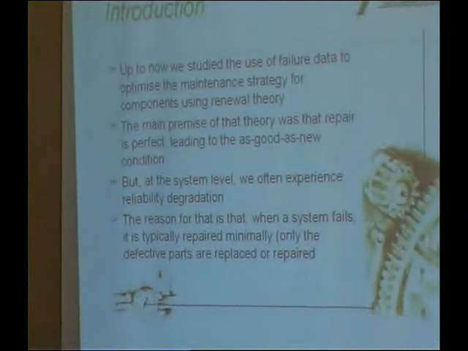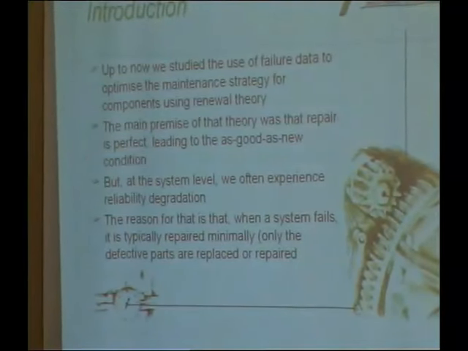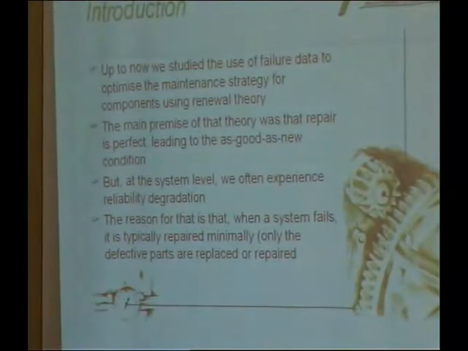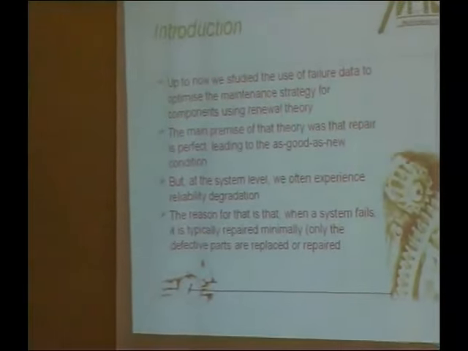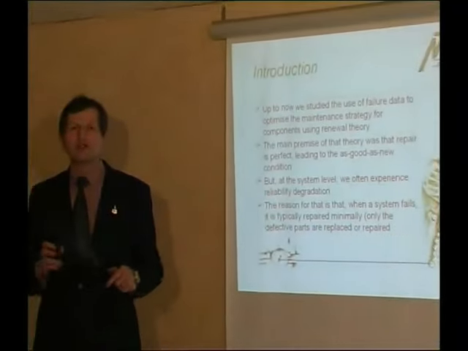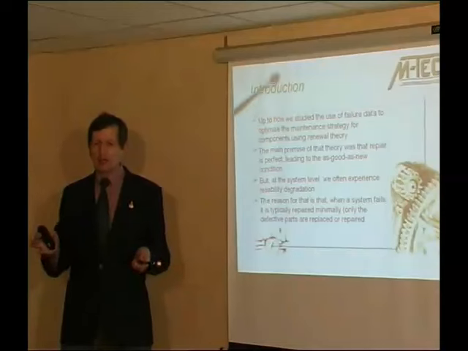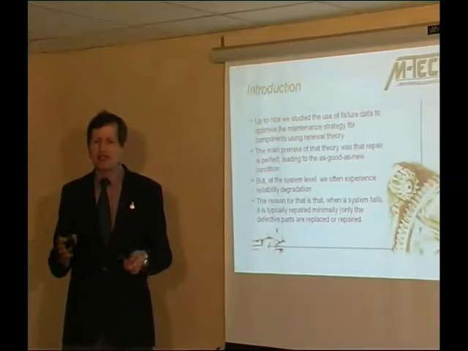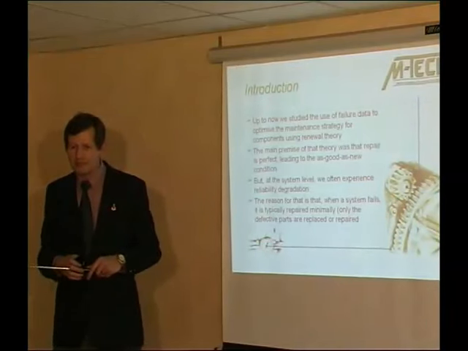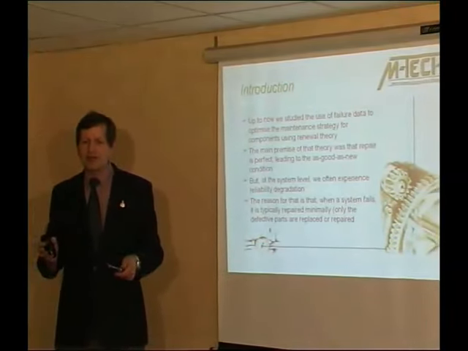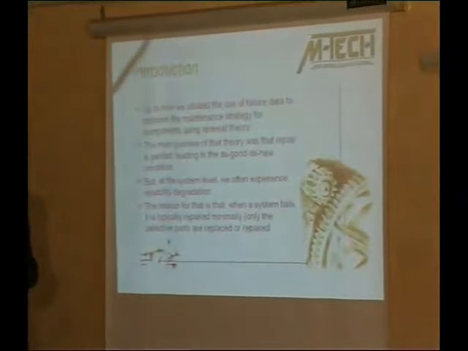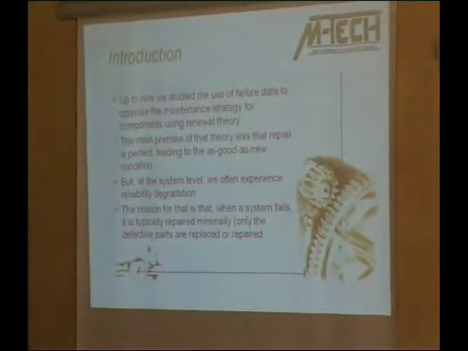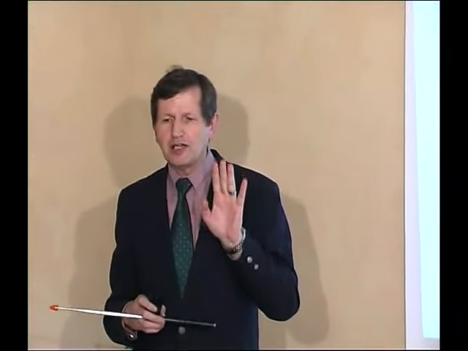Introduction. We say that up to now we studied the use of failure data to optimize the maintenance strategy for components using renewal theory. So we specifically looked at components, we used renewal theory for that, and we optimized the strategy for components there. Now the main premise of that theory was that repair is perfect, leading to the as good as new condition. But at the system level, we often experience reliability degradation.